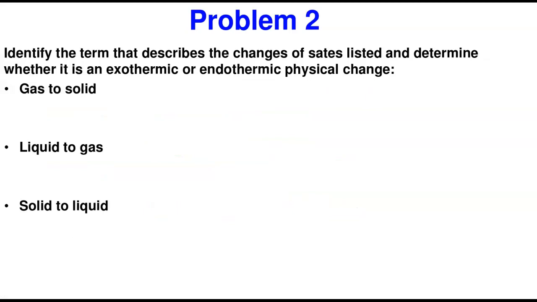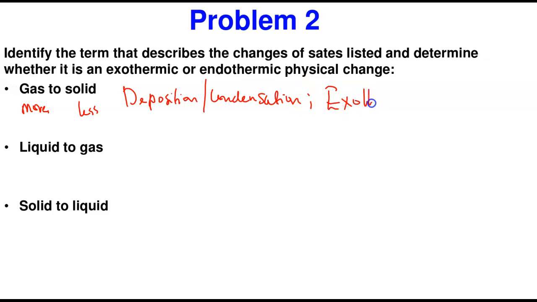We go to the next one. The same question again. Identify the term that describes the change listed and tell me whether it's an exothermic or endothermic process. If you're going from gas to solid, again, you're going from more to less. Anytime you're going from more to less, it's going to be exothermic. And what do you call this? When gas goes to solid, we call it deposition. This is called deposition, or it can also be called condensation. And this is an exothermic process.